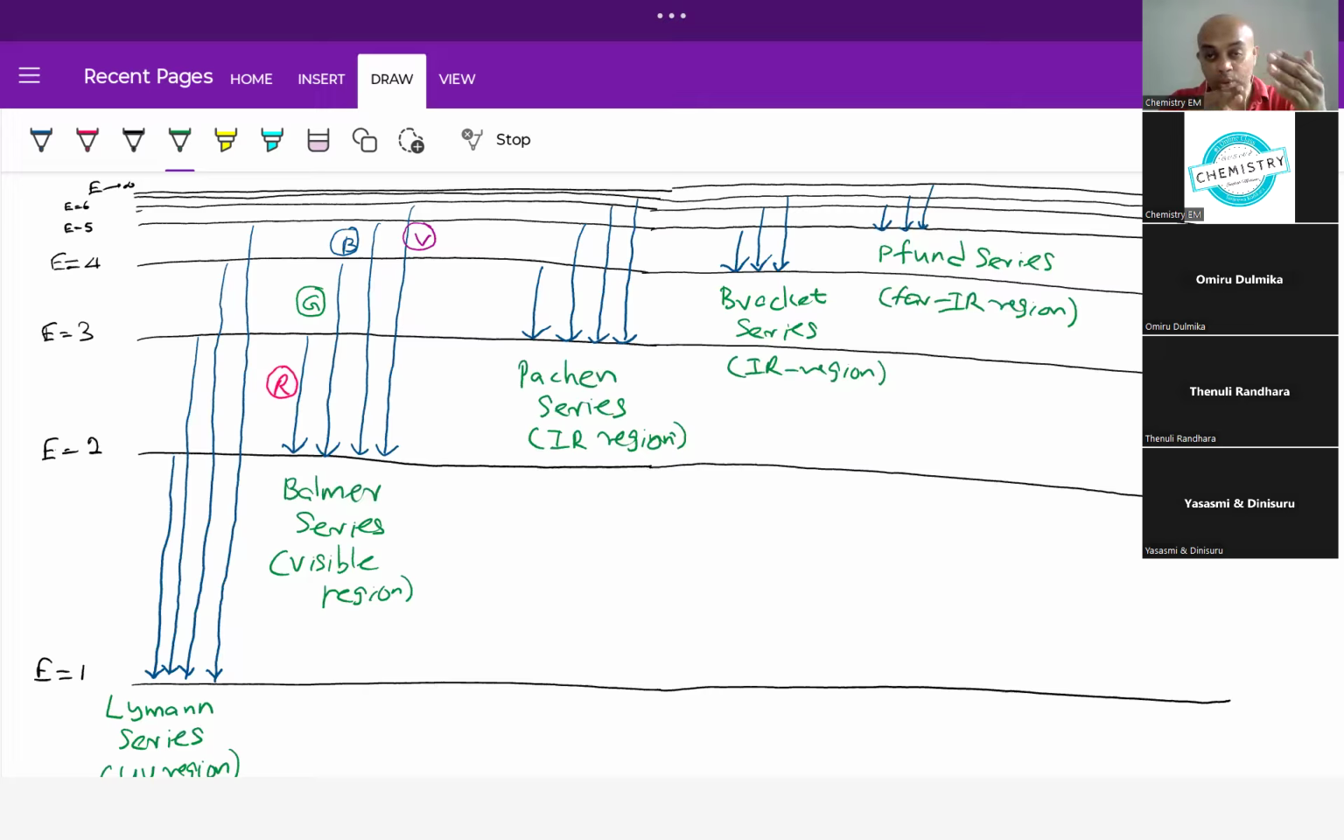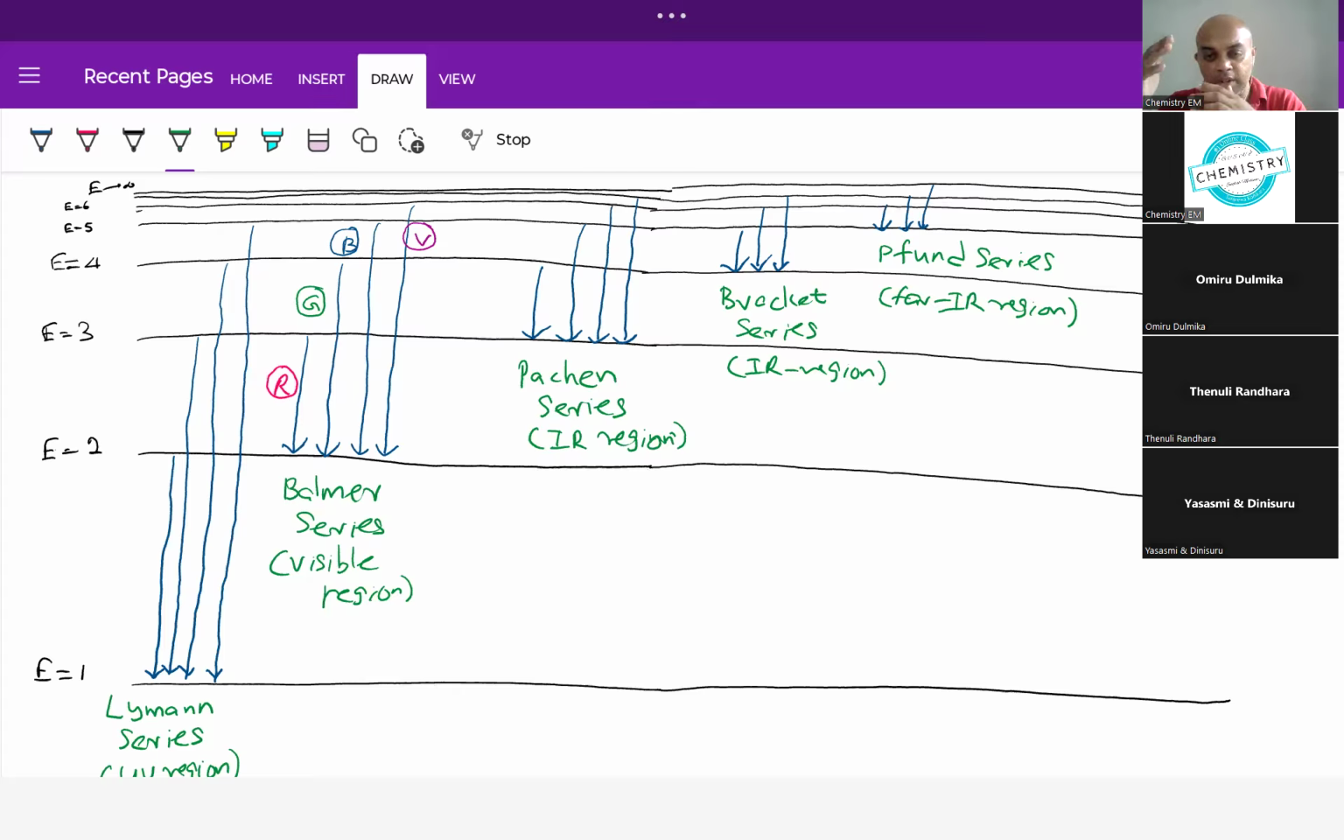E equals 3 to E equals 2 is called red color. E equals 4 to 2, blue green color or green blue color. E equals 5 to E equals 2, that is blue color. E equals 6 to E equals 2, that is violet color. So the total one is called the Balmer series. Then high energy levels to E equals 3 is called the Paschen series. It is in the infrared region.